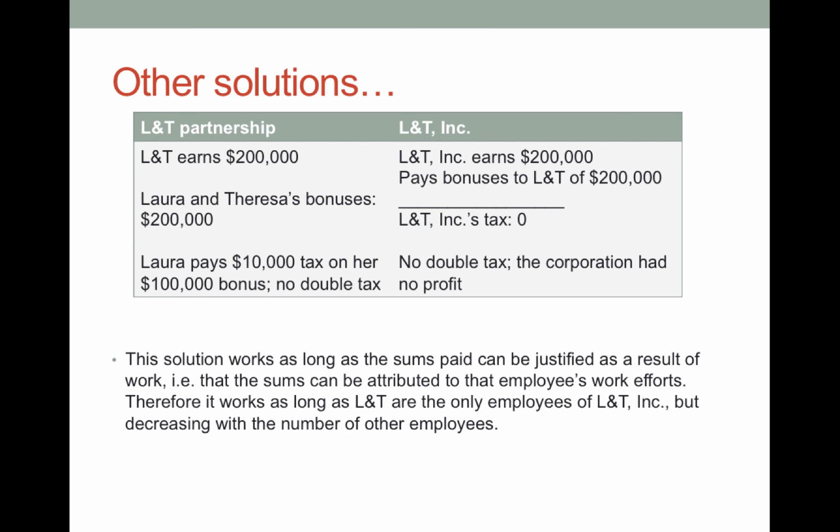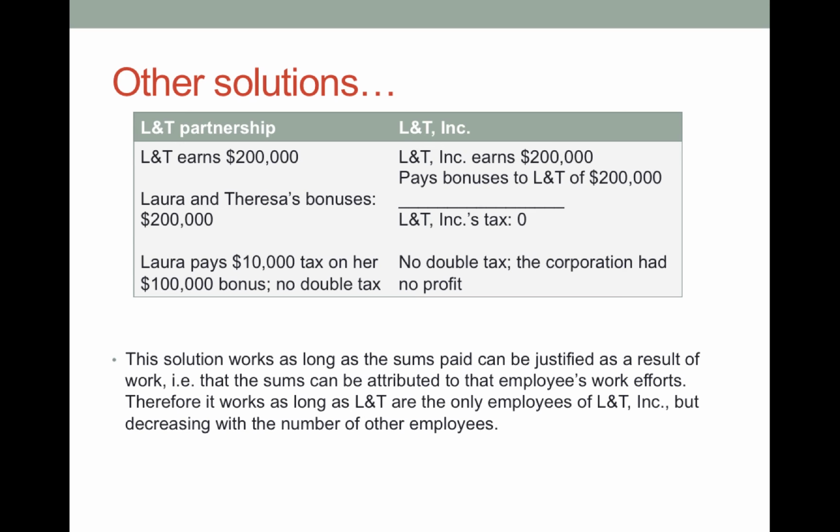Here's another solution. Let's go back to Laura and Teresa as a partnership or corporation. Suppose that when Laura and Teresa, the business, earns $200,000 extra this year, after they've paid off everything, they have that much left over. What if they paid each other bonuses of how much? How about $200,000? If they're a corporation, the corporation earned $200,000. Then the corporation paid bonuses to their 2 employees of $200,000. At the end of the year, therefore, the corporation did not make any money because they paid out all their money. You don't have to pay taxes on nothing. The corporation pays no taxes. There's no double tax problem because the corporation did not have a profit. So in a way, that's a workaround of the double taxation issue.